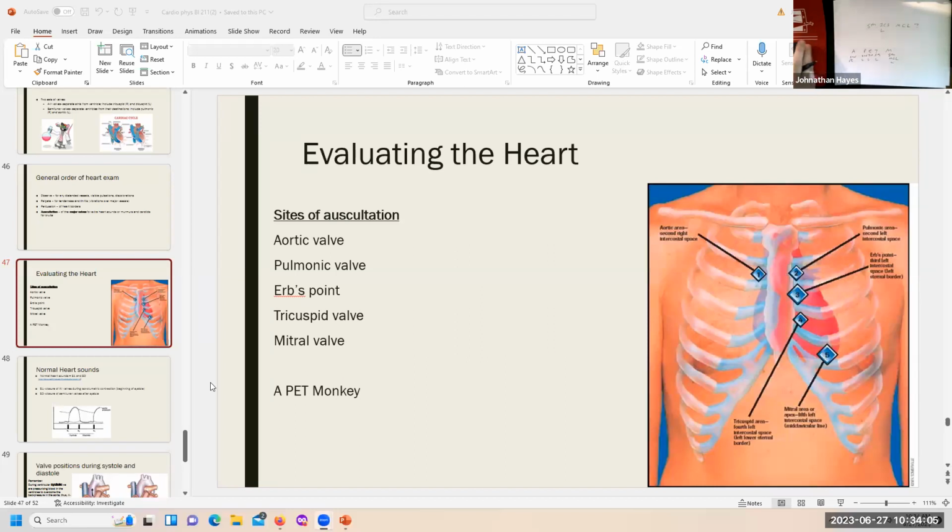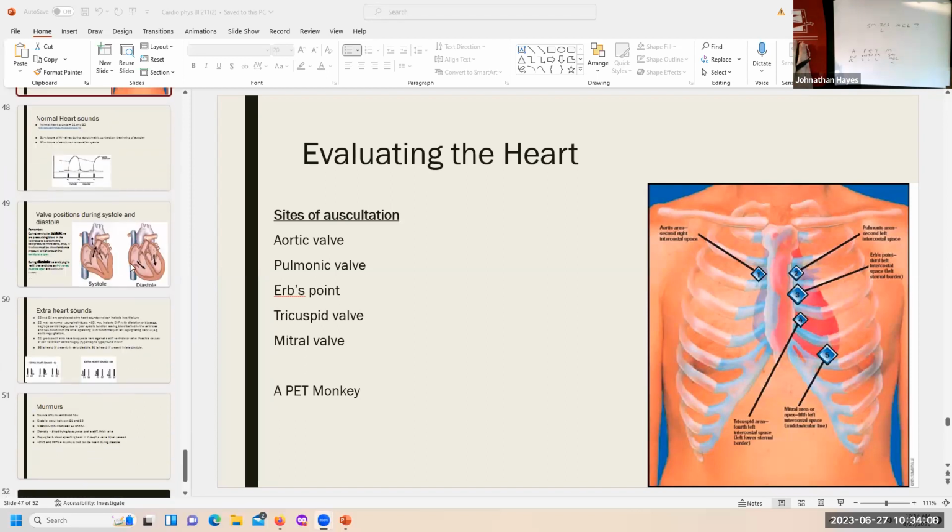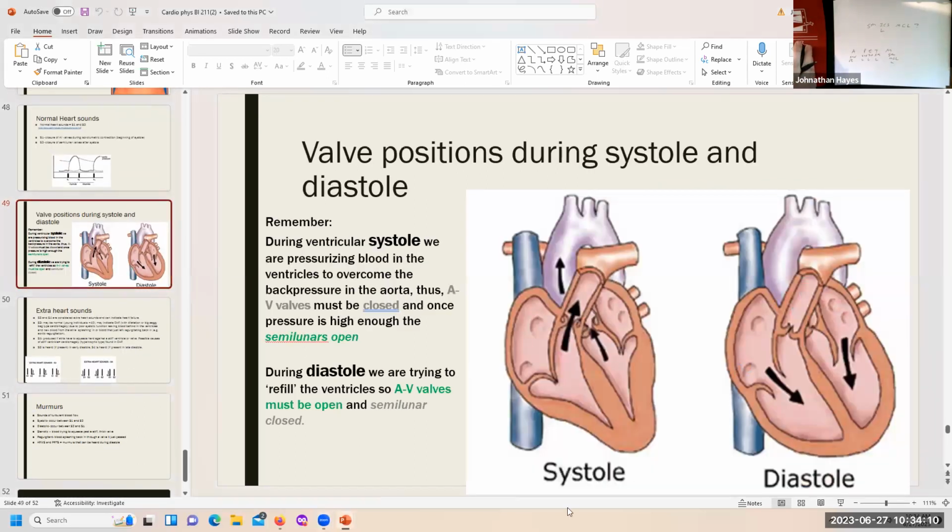Okay. Next thing we wanted to talk about, we already talked about normal valve positions during systole versus diastole. So if I'm trying to refill ventricles, what valves need to be open, what valves need to be closed, right? If I'm trying to pump blood out of ventricles, what valves need to be open versus what valves need to be closed. So here's the semilunar valves right here. Here's the AV valves. So those should be slammed shut. Those should be open. And here during diastole, I'm trying to refill ventricles. So these valves should be open. These should be shut because we're refilling. We're trying to generate pressure. We don't want it to seep out.